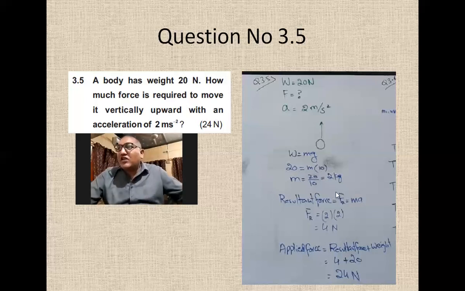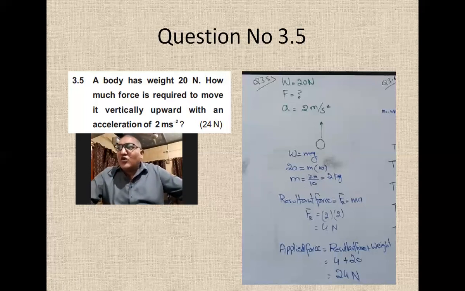So first of all, you can see the steps in this question. First I will calculate the mass of the body. W is equal to mg. The weight is given, 20 Newton. The m I don't know, and the g value is 10. This 10 will go on the other side and divide, so m will be equal to 2 kg. So the mass of the body is 2 kg.